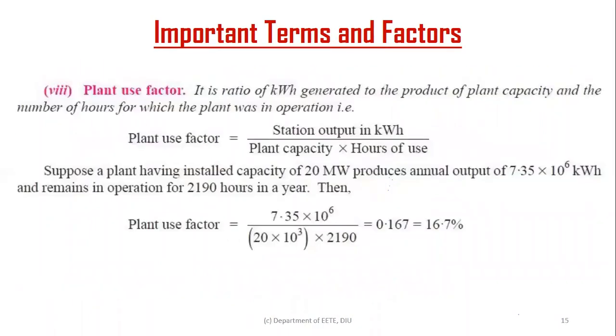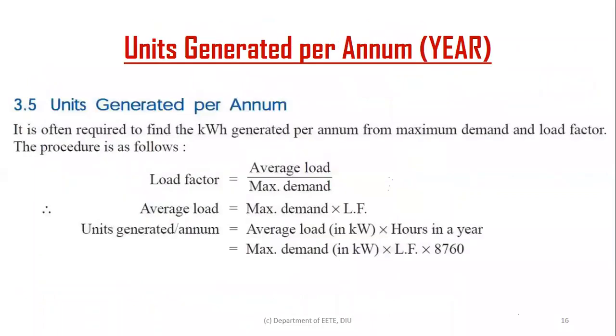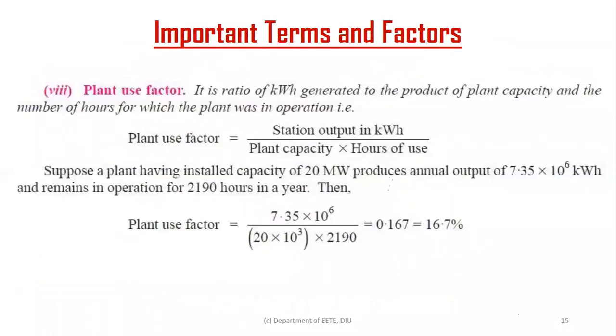Okay, plant use factor. The plant use factor is also a ratio. You can see that the plant use factor is the station output in kilowatt hour over the plant capacity and hours of use. So if we put those values, we can get how much the plant has been used. Suppose an example is given.